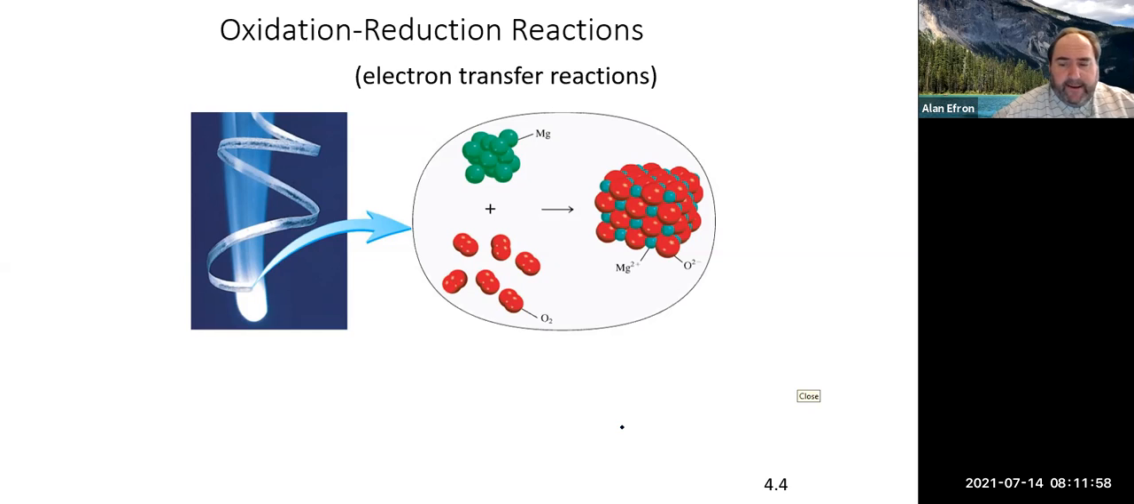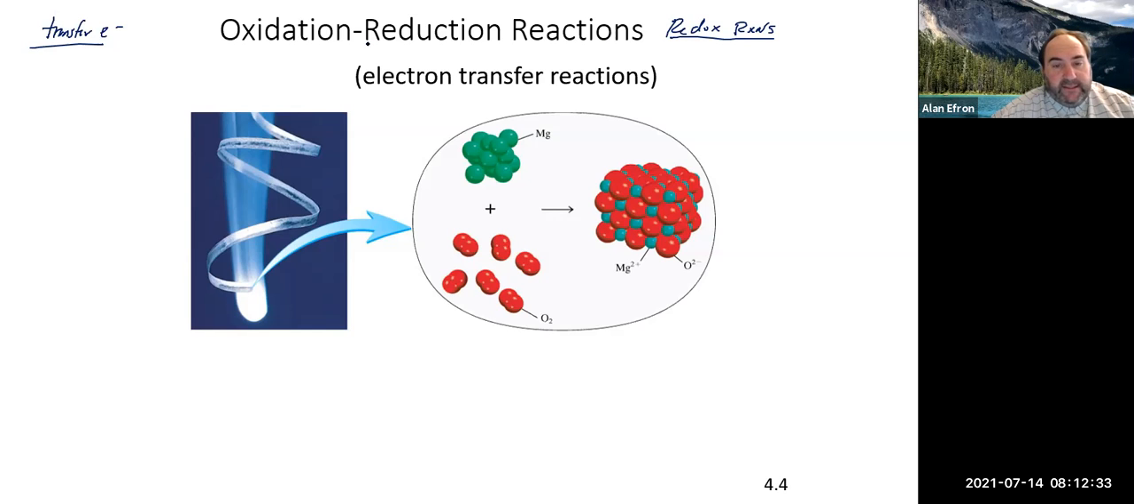Okay, so as I mentioned before, the third driving force really for a chemical reaction to take place is a transfer of electrons. And that occurs here in oxidation reduction reactions. These are also sometimes referred to as redox reactions. Redox, obviously, for oxidation and reduction.